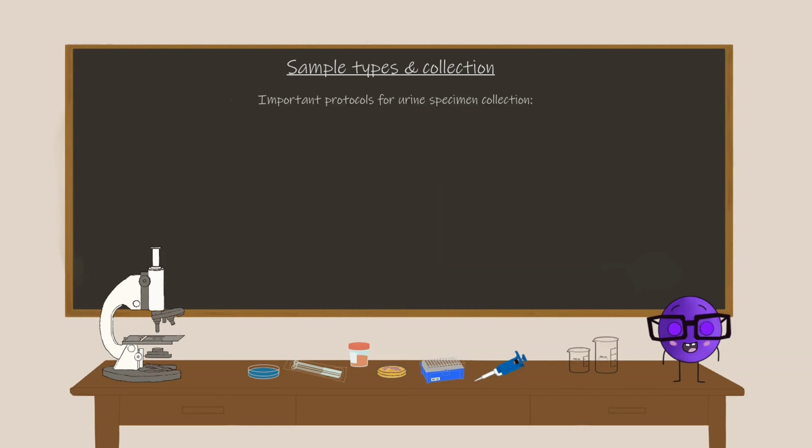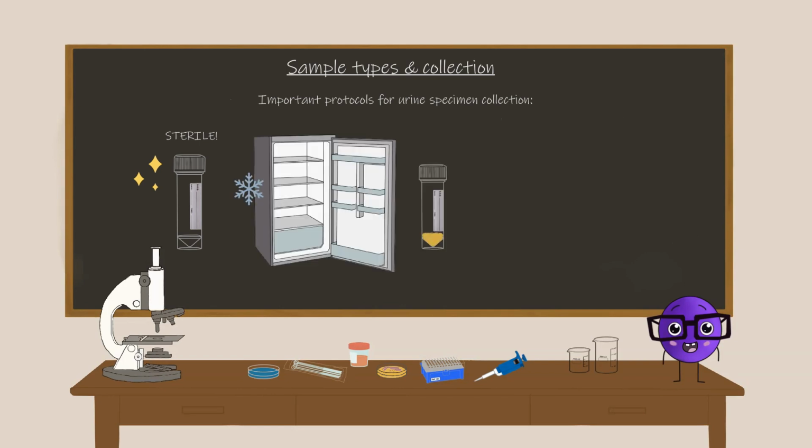Important protocols for urine specimen collection. The container must be sterile. Usually a clinician will provide a sterile universal bottle along with a test request form. Because urine is an excellent supportive medium for growth of various bacteria, it must be refrigerated to prevent overgrowth if the sample is not being tested within 24 hours of collection.